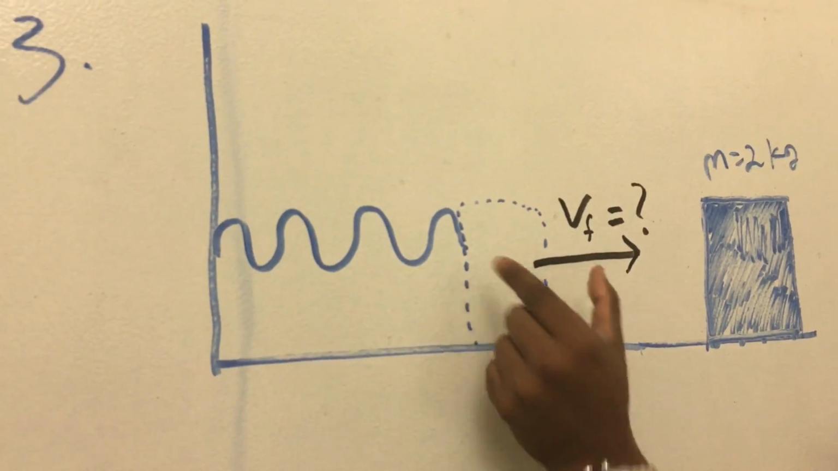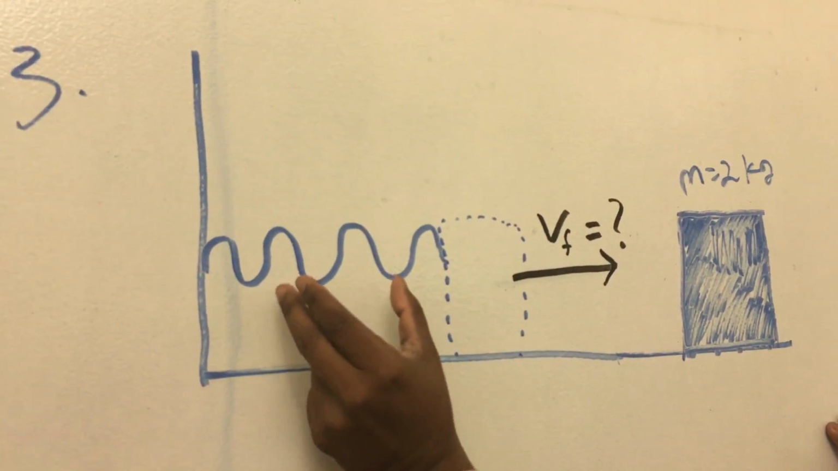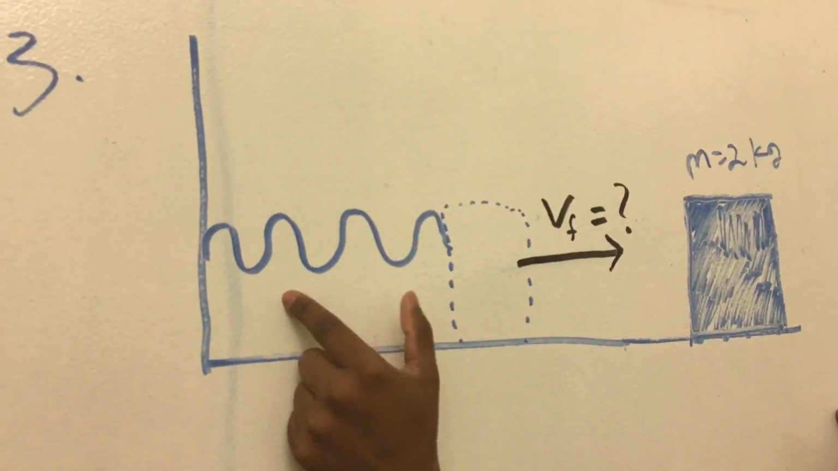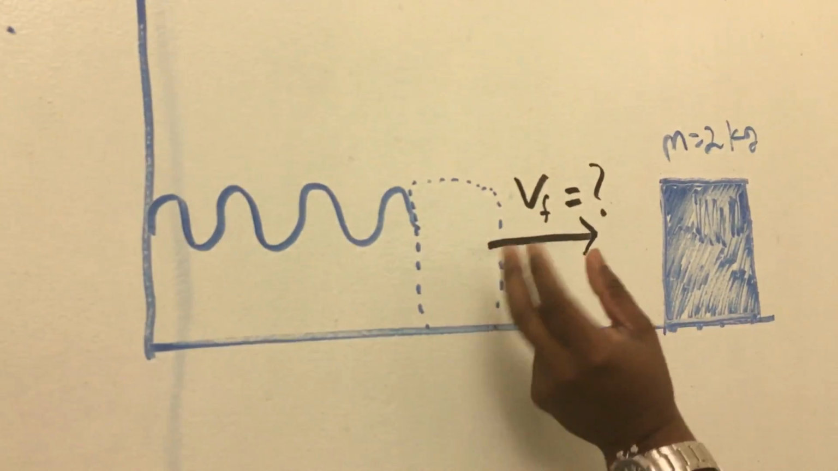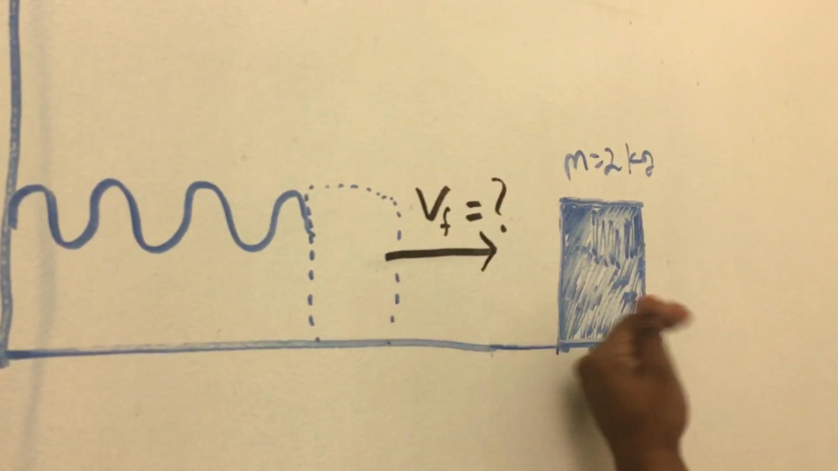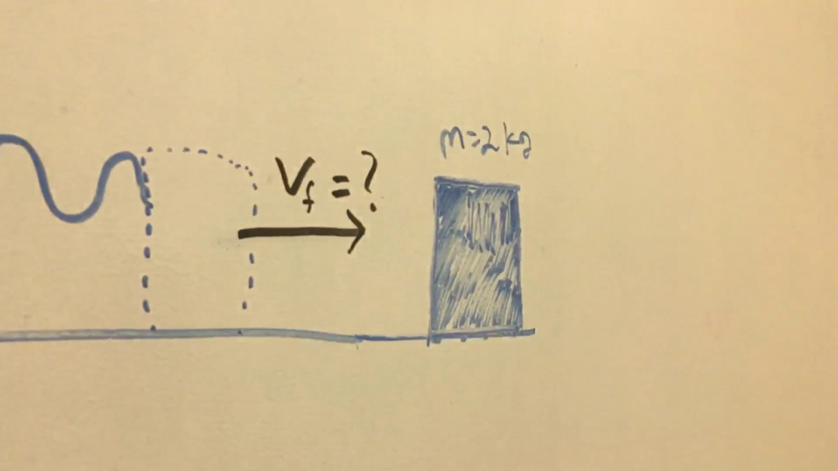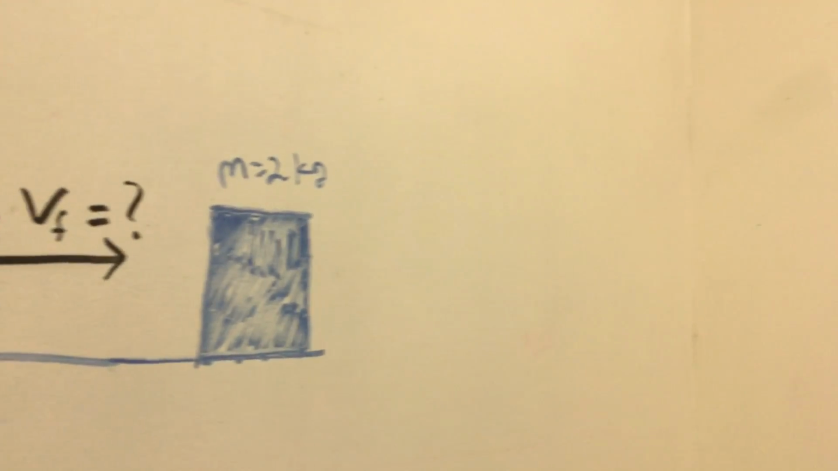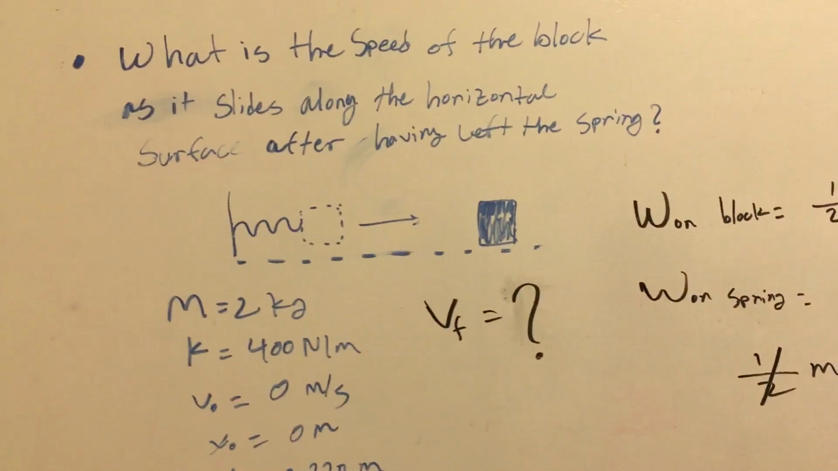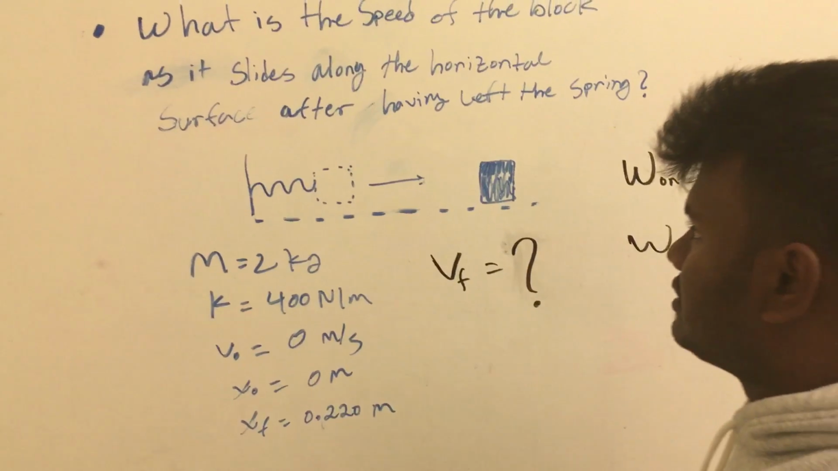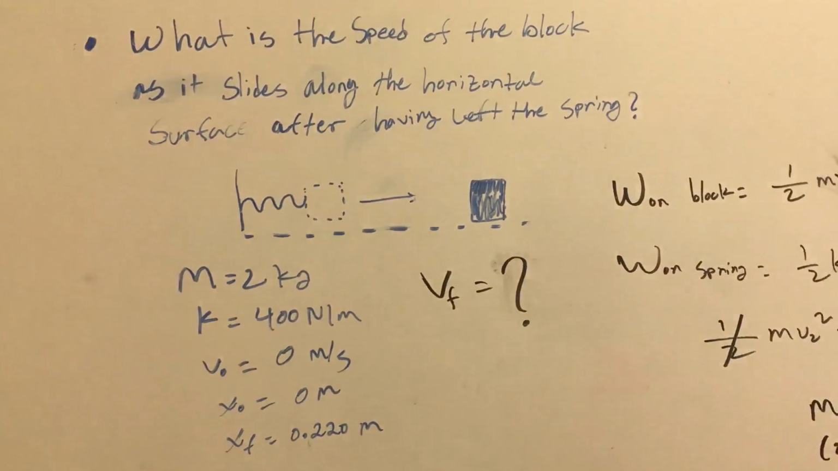something over here to over here, and then there was some energy conserved in the spring, and the spring is going to release the energy to the block, which is going to slide horizontally some distance with some velocity as well. And our final question is, what is the speed of the block as it slides along the horizontal surface after having left the spring?